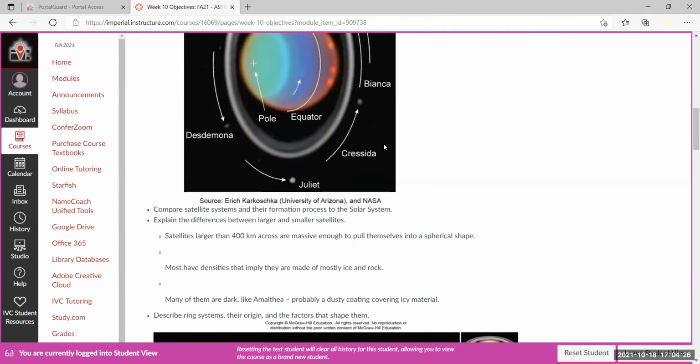So that is one of the conditions, if you wish. So when the force of gravity is strong enough, all the objects need to be spherical objects, okay? So satellites larger than 400 kilometers are massive enough to put themselves into a spherical shape.